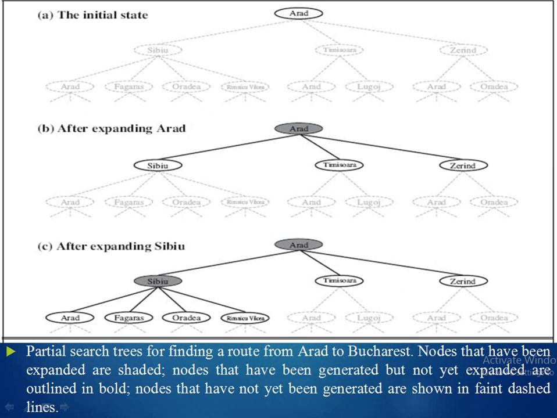So here is the figure showing partial search trees for finding a route from Arad to Bucharest. Nodes that have been expanded are shaded. Nodes that have been generated but not yet expanded are outlined in bold. Nodes that have not yet been generated are shown in faint dashed lines. So here is the search tree provided, for the example we have seen in earlier videos, where the agent travels from Arad to Bucharest. That problem is explained here with the help of a partial search tree.